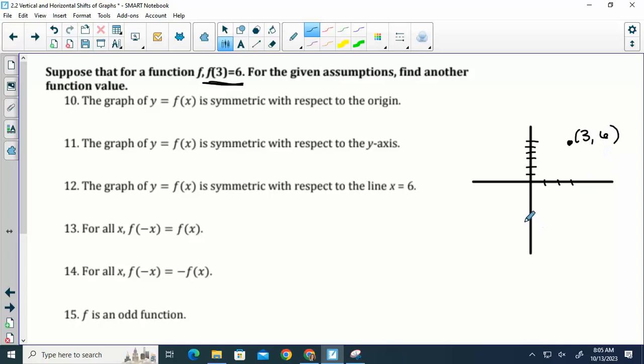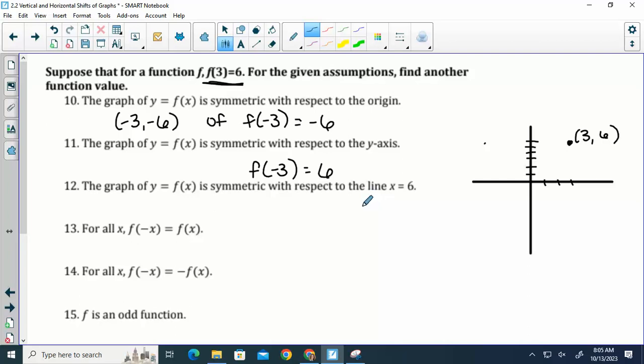So, kind of the same thing we were doing with the other one. Tell me what would be the point if it were symmetric to the origin. Negative 3, negative 6. Or if you wrote it in function notation, you would say f(-3) = -6. Alright, if it were symmetric to the y-axis, if I flip this over the y, we would have a negative 3 and a positive 6. You change the x value.